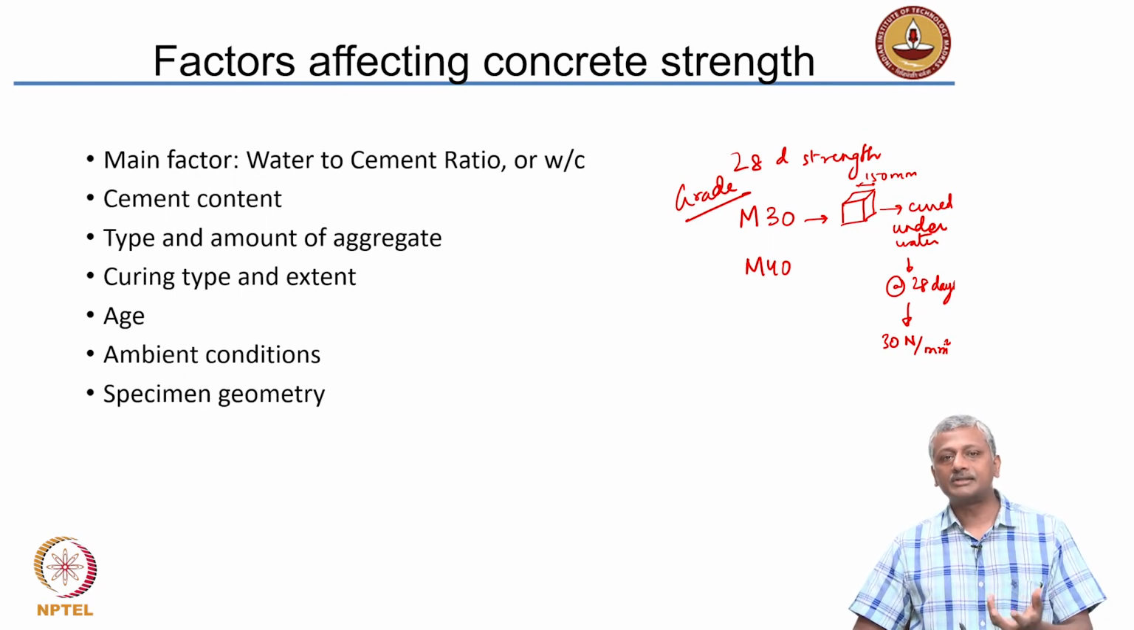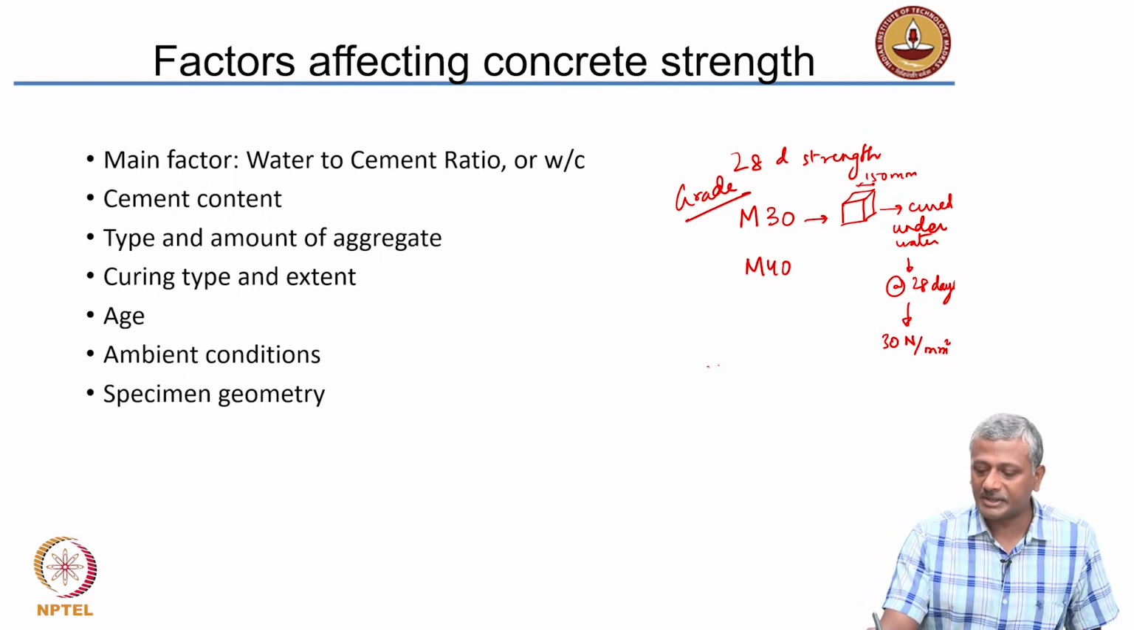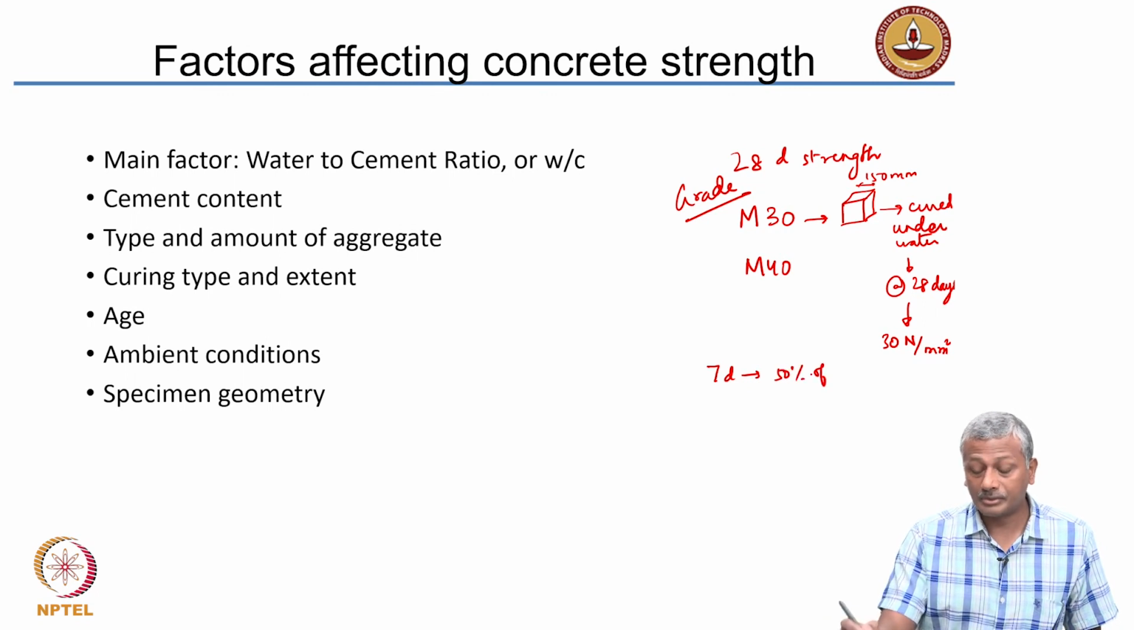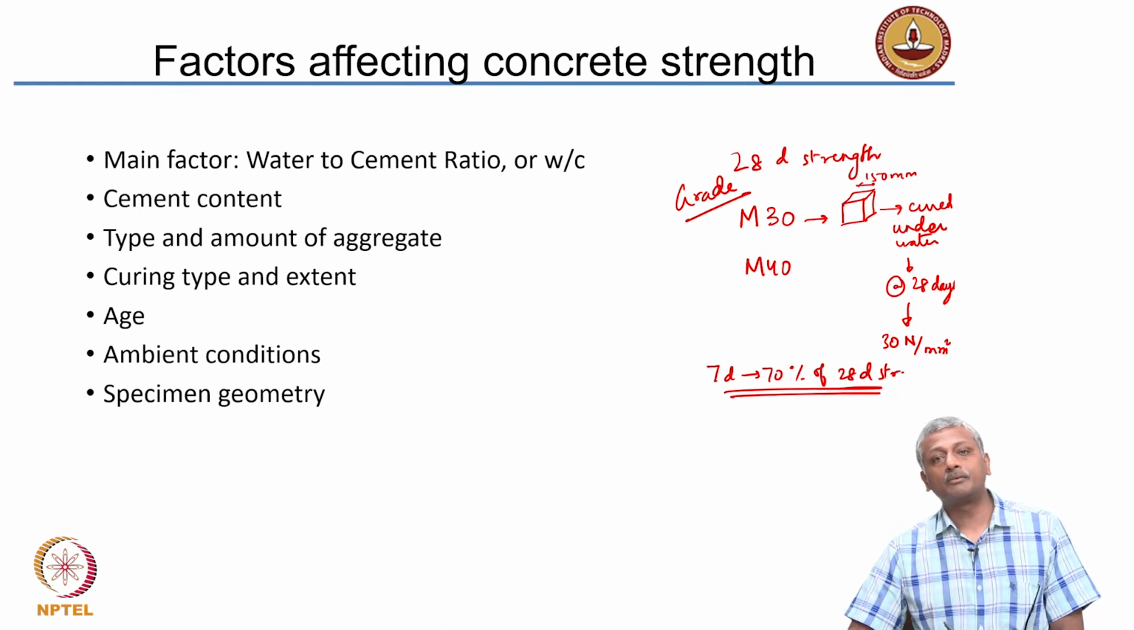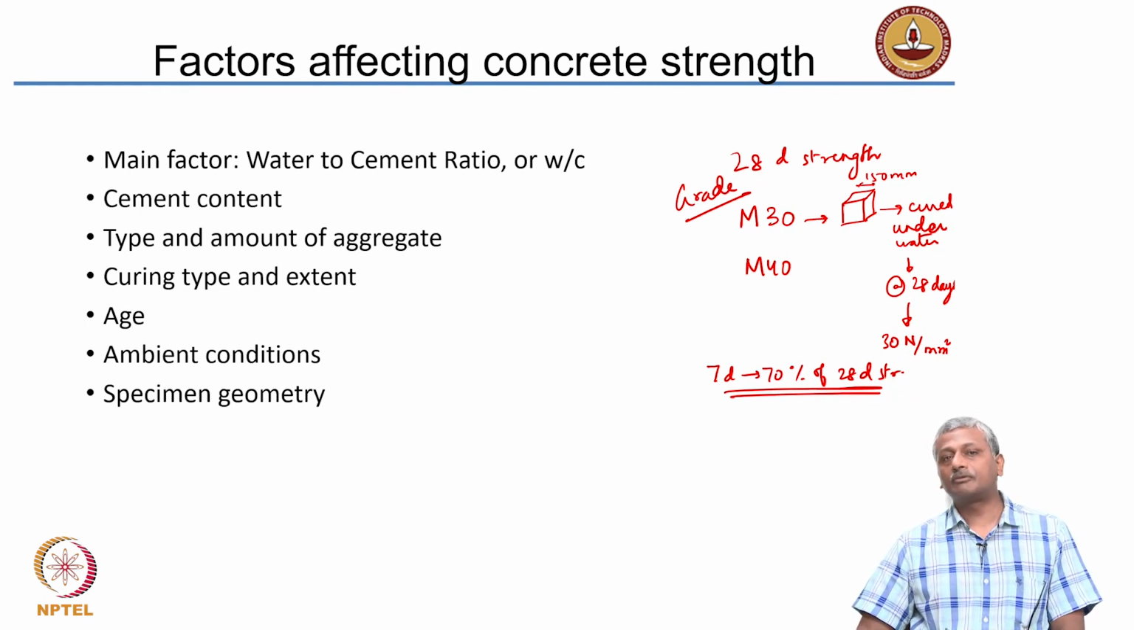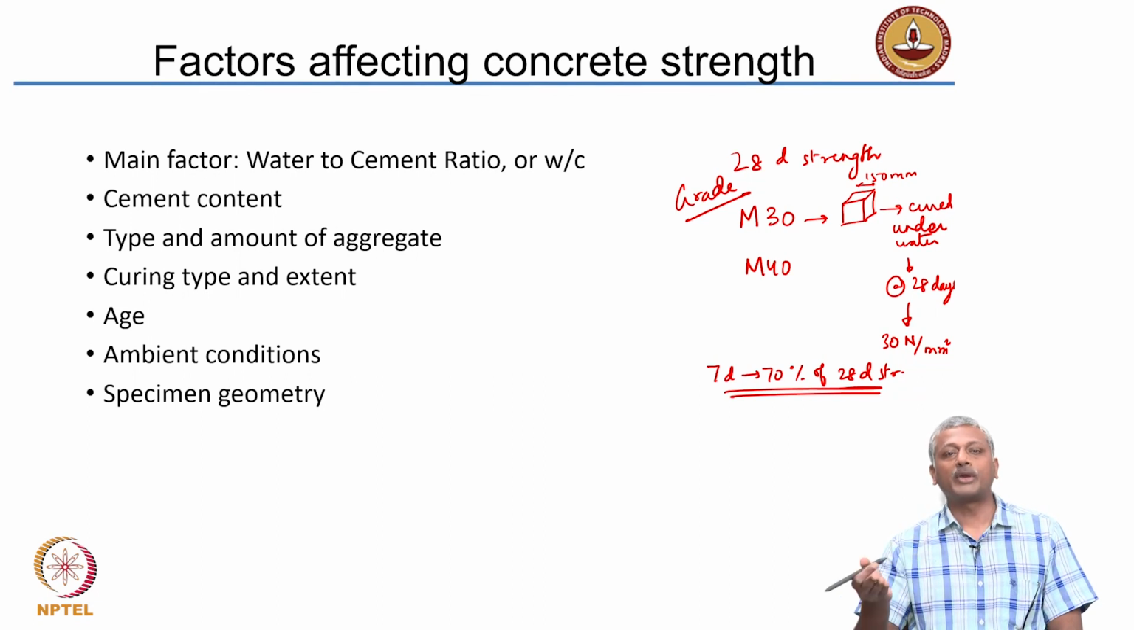Now, concrete hardens, as I said, rapidly at first. So, in most modern concretes, by 7 days, you will get 70% of 28-day strength. By 7 days, you already would have attained 70% of 28-day strength. And generally, that is the point when we usually stop curing. Curing is usually stopped by 7 days because your concrete has attained about 70% of its strength.